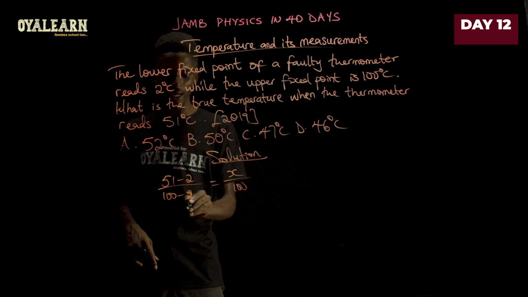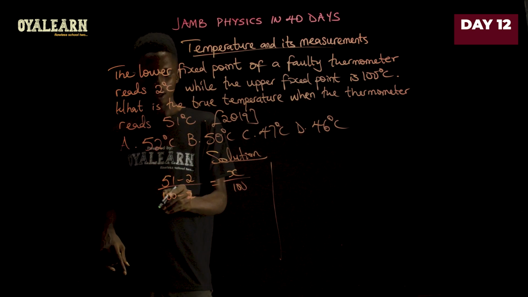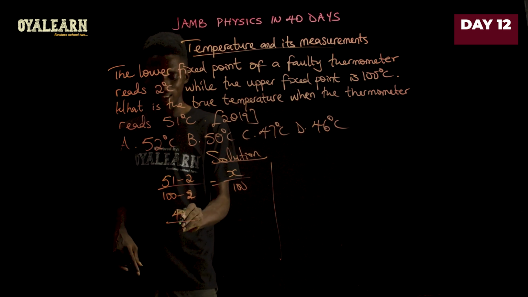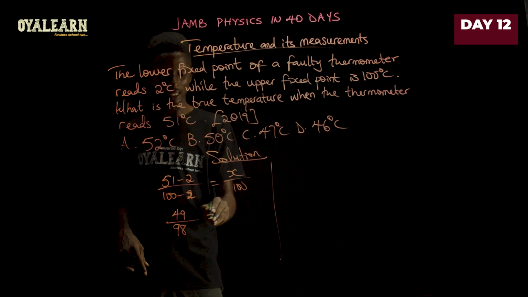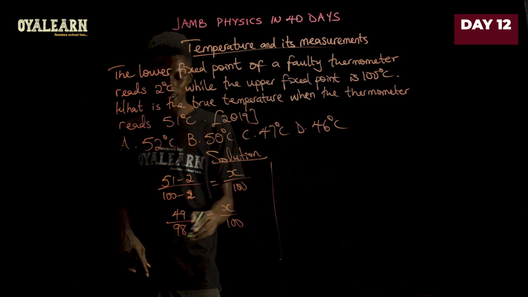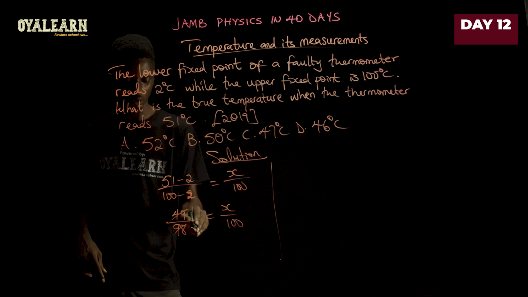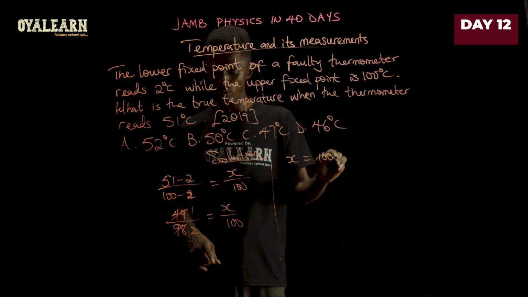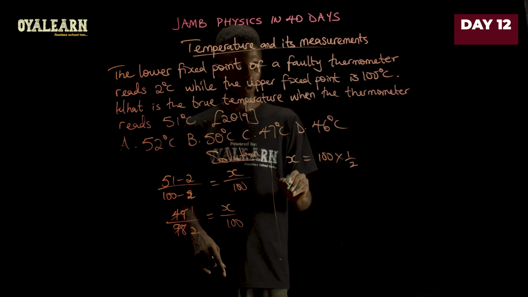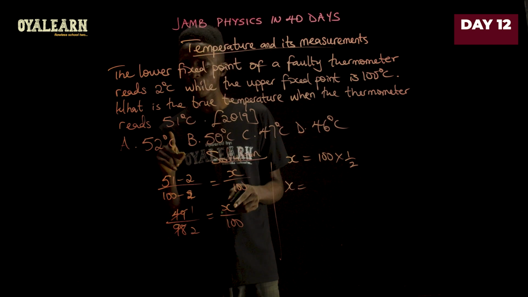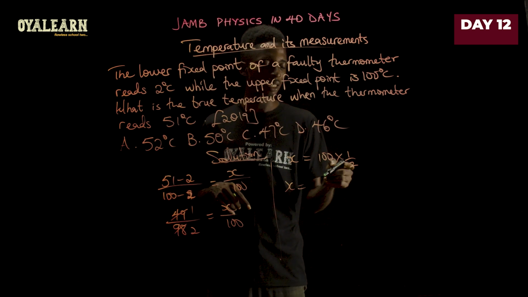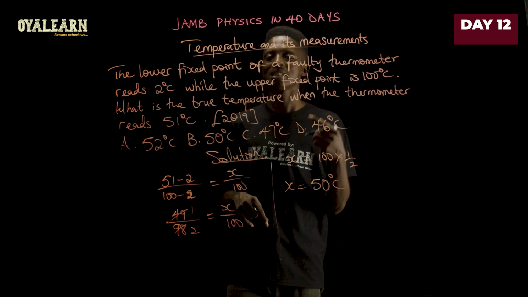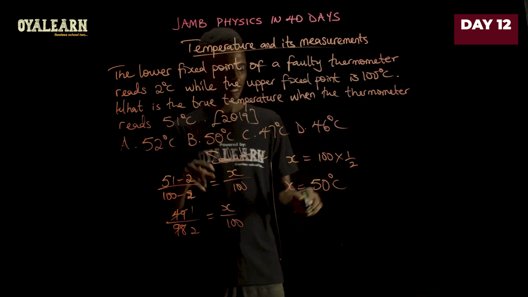Now for the numerator here, we're going to have 51 minus 2, that's 49, over the difference here, which is 98, and this equals x over 100. And of course 49 goes here once, 49 goes here twice. So now we have that x equals 100 multiplied by half. So the value of this temperature on a working thermometer would be 100 times half, which would give us 50. So the actual temperature is 50 degrees Celsius. That is option B.